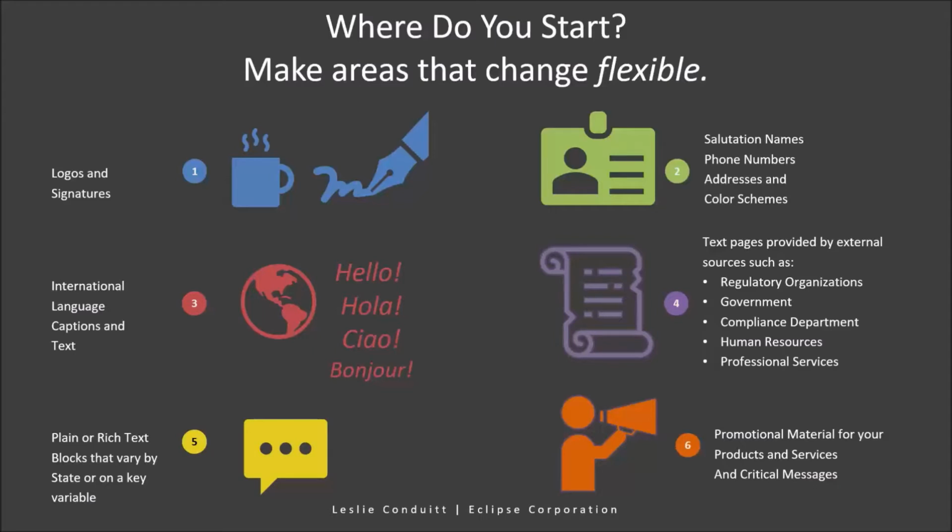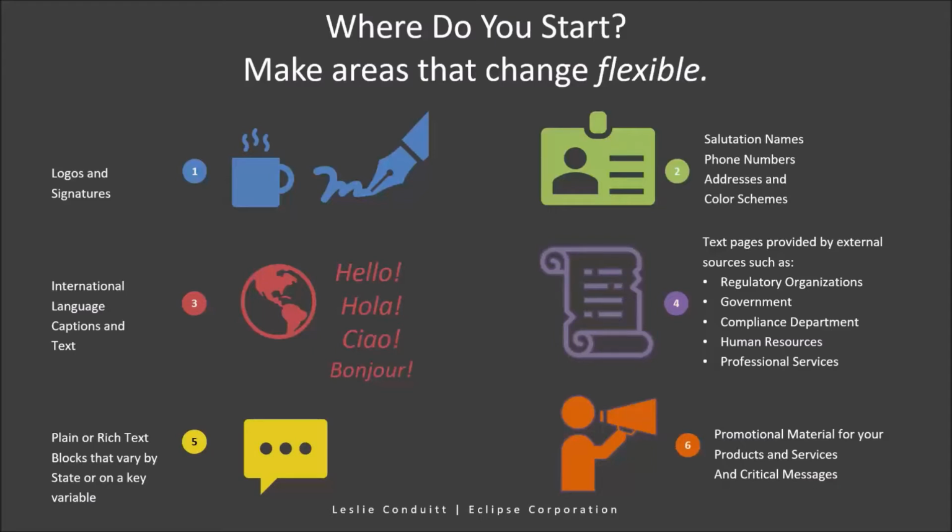And then again, one of my favorite features here, number 4, is the text changes provided by external sources such as regulatory organizations, the government itself, your compliance department, human resources, or professional services. So really, those are primarily text-intensive documents that are provided to you, and then you have to provide your recipients. And the best example here would really be insurance. There are things, for workers' compensation, for example, that you have to provide. One of them is a glossary of terms, the legal terms and your rights as an injured party. That changes often, pretty much every year, at least when I was on the project, right?